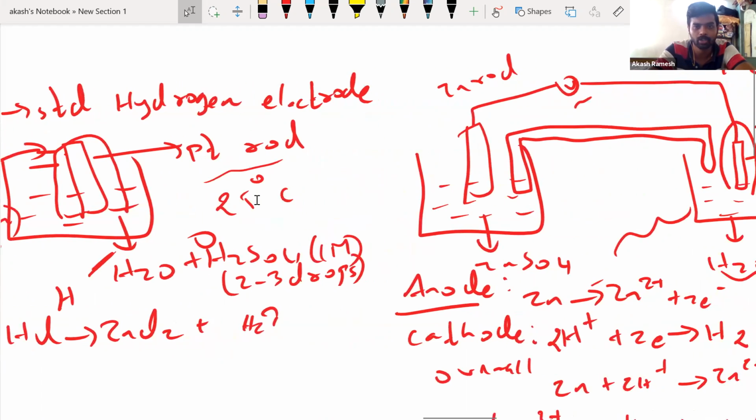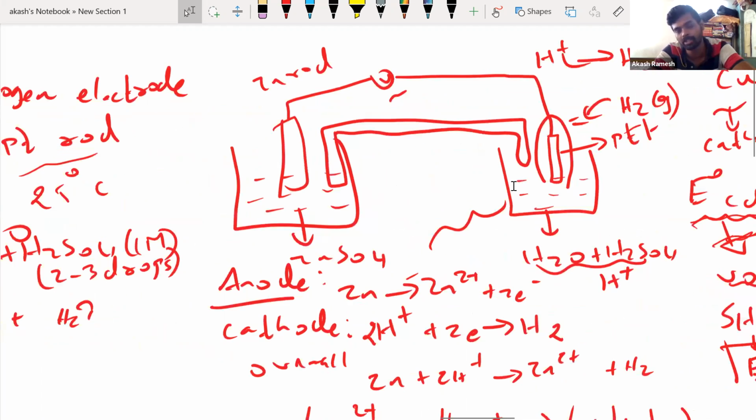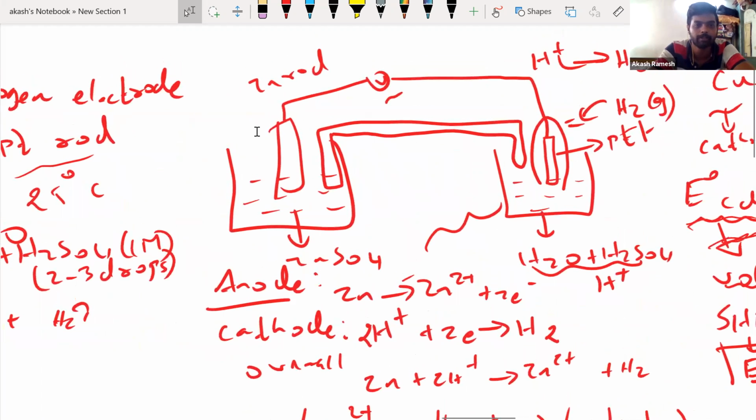Now, how are you going to measure? The first thing you have to choose is whether you're going to put the SHE in the cathode or in the anode, and that depends on which metal you are finding the potential for. If it is zinc, I know zinc is more electropositive than hydrogen, so I put zinc on the anode side and the SHE on the cathode side. The anode reaction is simple: zinc forms Zn2+ plus 2 electrons. In the cathode, reduction should happen, so H+ will accept 2 electrons to form H2.